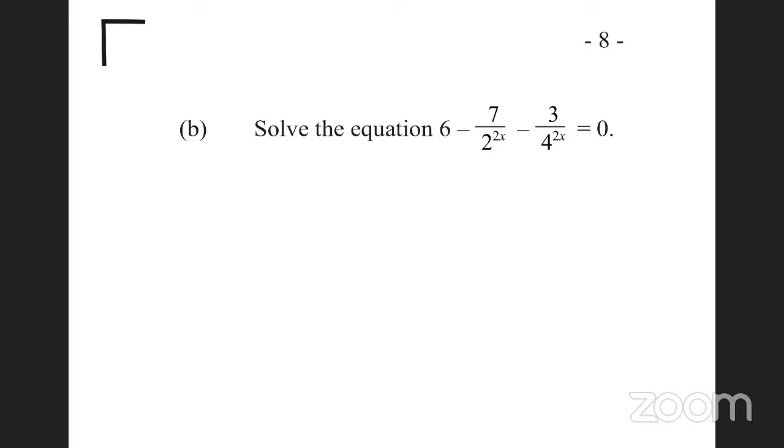Four is what? 2 squared. So what is 2 squared to the power of x? 2x. Yes, sir.